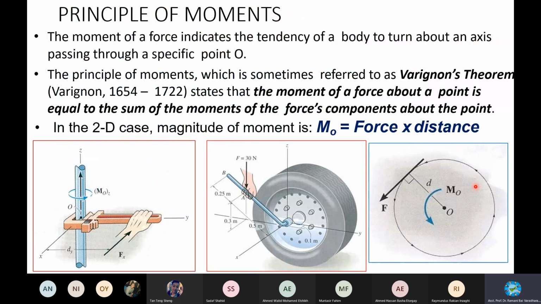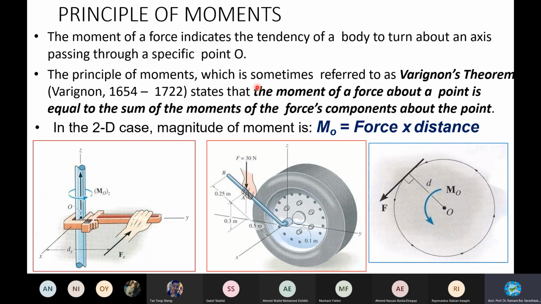Principles of moments. Are you following? Any questions so far? Right. The moment of a force indicates the tendency of a body to turn about an axis passing through a specific point O. Moment is always acting about a point or about a section. Mostly it is about a section because it has directions. Better to say about a section or an axis, and otherwise a point. Always about a point O. These are the examples you are seeing here.